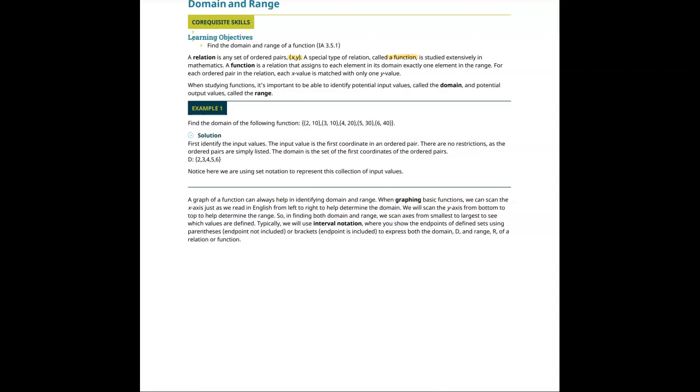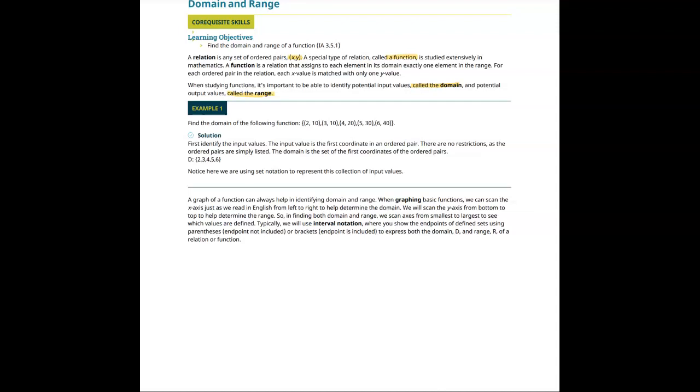So when we study functions, it's important to be able to identify the potential input, which is your x's, also called the domain, okay? And the potential output, which is your y's, and your y's are your range. So let's look at example 1. It says find the domain of the following function.